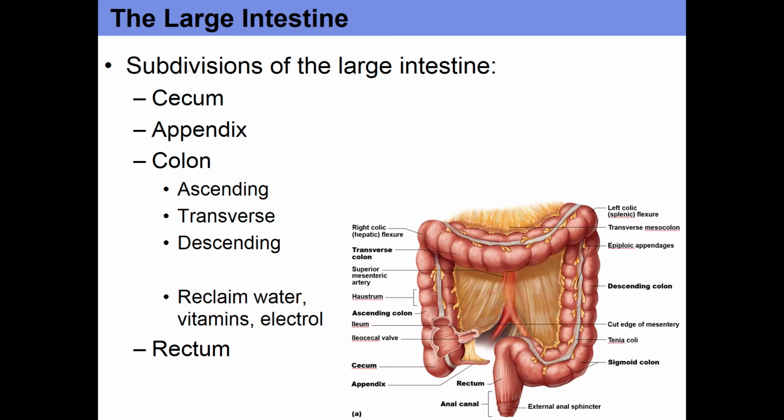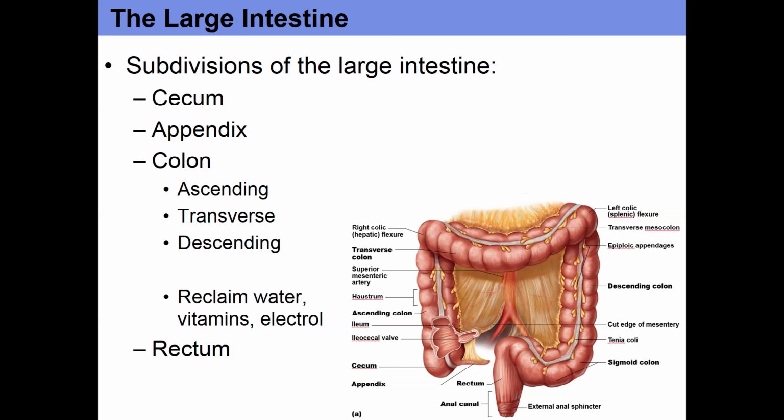But because of its shape, the appendix can basically kind of get twisted on itself, and so you can get a blockage of the appendix, and so then that leads to appendicitis. And then if your appendix ruptures, then that's going to allow those bacteria to be inside of your abdominal cavity, and that's bad, and that can lead to a systemic infection, which can result in death. So that's bad.